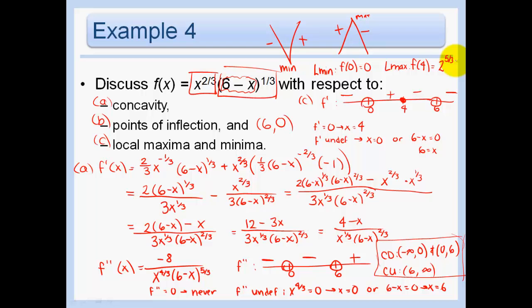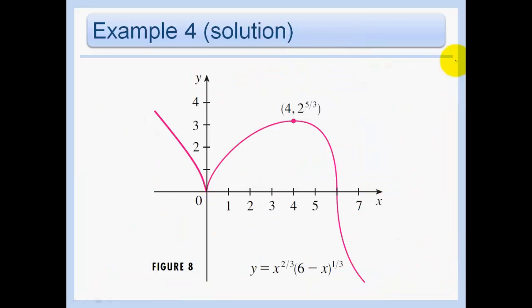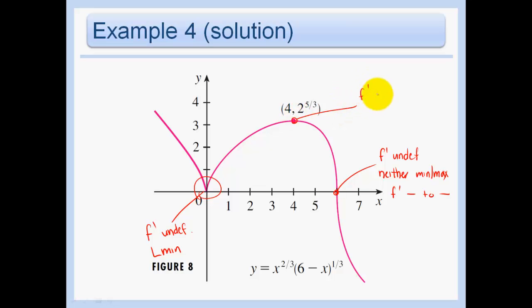Let's just go ahead and look at the graph. And so you'll see that this is why f prime was undefined. But even so, it's a local min. You'll see that at 6, this was another place that f prime was undefined. And it happened to be neither a min or a max. And we saw from our sign chart that f prime went from negative to negative. Here was the other point where f prime was actually equal to 0, and we saw that f prime changed from positive to negative.